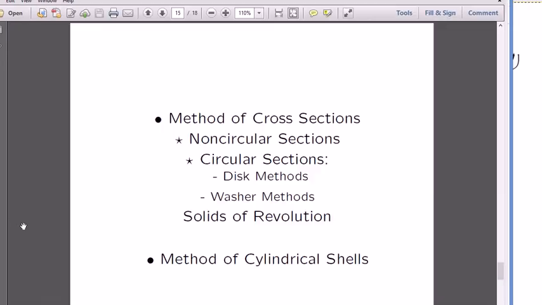So the method uses this cross-section. Under the cross-section, there are circular cross-sections and non-circular cross-sections. Today we will probably spend most of the time on the non-circular cross-section. The circular cross-section after that is mechanical and easy. It is just a little bit confusing with the cylindrical shell, but once you get that, if you set up the axis and variable correctly, it's not a problem.